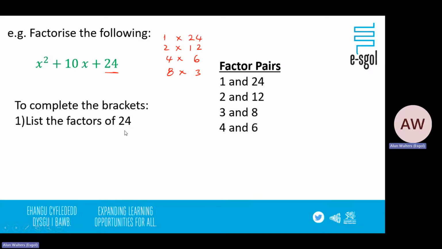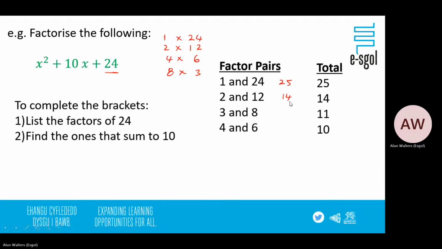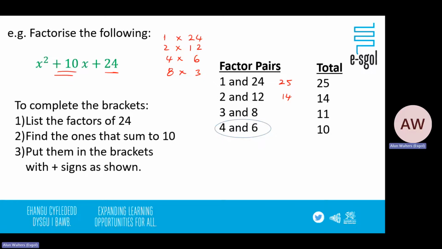The second part is you sum these values. So when you add up 1 and 24, they give you 25. When you add up 2 and 12, they give you 14, and so on. So you sum the values, and from this list you want the ones that add up to give you this plus 10. So I've circled it. You would then put those two values into brackets, as shown.